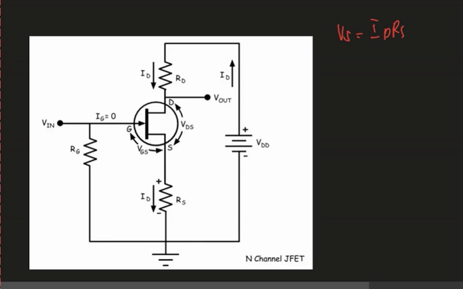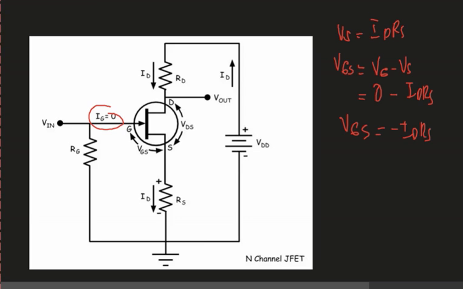How do we solve for our VGS? VGS will be equal to VG minus VS. Our VG, the gate voltage, will automatically be equal to 0 since there is no presence of current. Then our VS will be ID RS. That means our VGS is equal to negative ID RS.